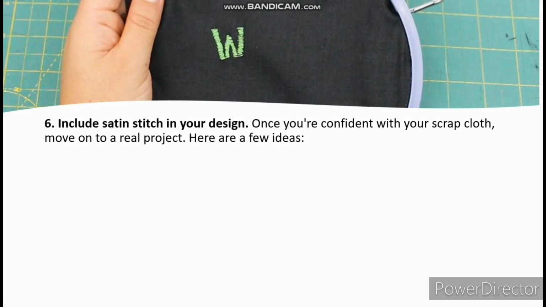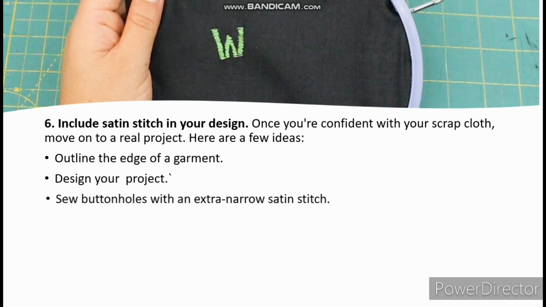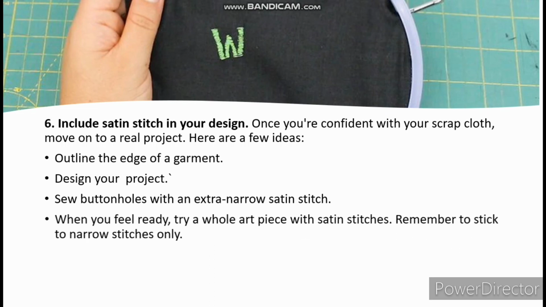Now let me give you a few ideas or tips. 1. Outline the edge of a garment. 2. Design your project. 3. Sew buttonholes with an extra narrow satin stitch. When you feel ready, try a whole hat piece with satin stitches. Remember to stick to narrow stitches only.